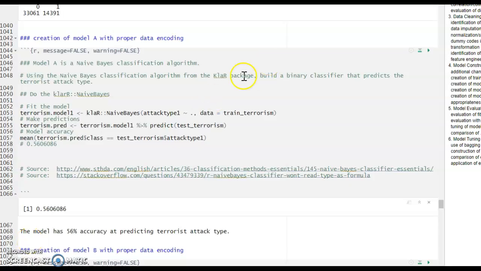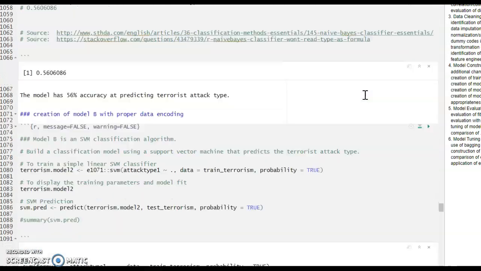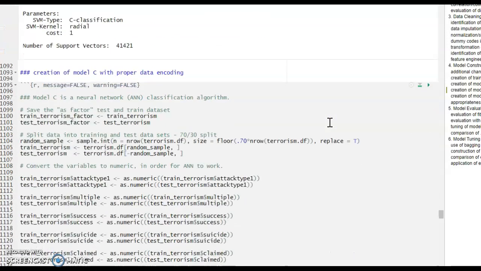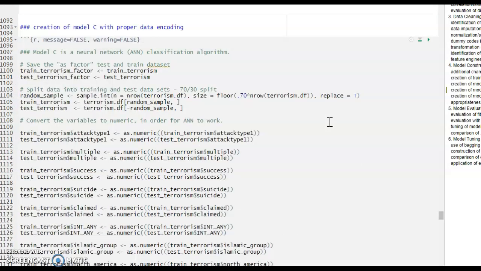I will now show some of the code that I used. This is for the first model, which is the naive Bayes classification algorithm. I used the klaR package to run that algorithm. And then for the SVM classifier, I used the e1071 package's svm function. And lastly, this is what I did for Model C, which is the ANN classification algorithm.